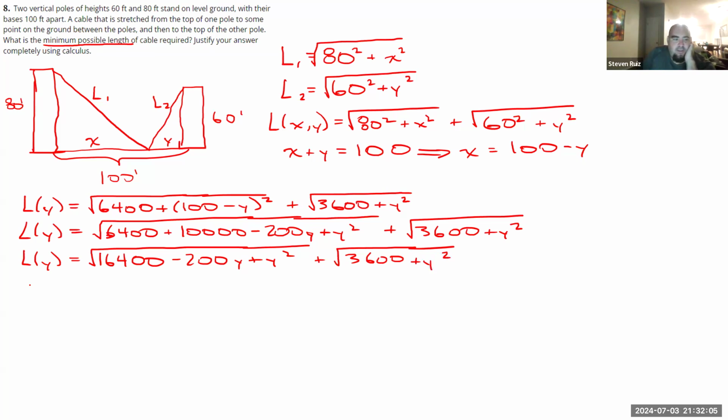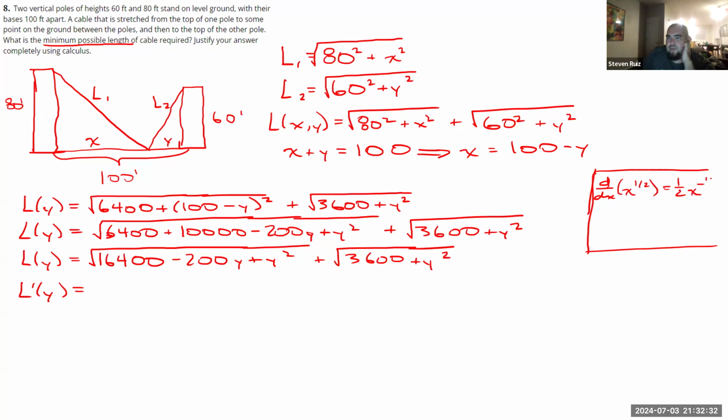So to progress from here, I am going to take a derivative of this with respect to y. And this is going to have to involve chain rule because I have these square roots. So off to the side here, I will remind us what the derivative of a square root is. So the derivative of x to the 1/2 is 1/2 x to the negative 1/2, or 1/2 radical x.